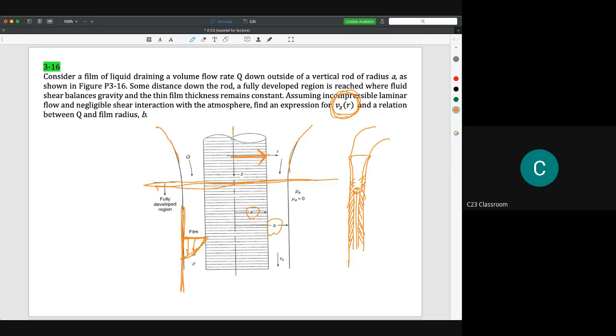Because normally the vertical axis is the Z axis, they will ask to calculate the Vz in terms of r. Why in terms of r? Because we assume that the velocity in Z is not changed in the Z direction. So it will change in the r direction, because the velocity becomes bigger and bigger as the r axis increases, as shown in this velocity distribution. I hope you could understand why the question asks to calculate Vz(r) here.